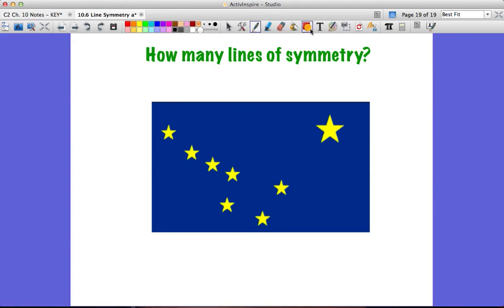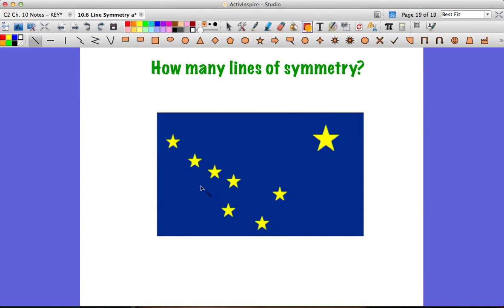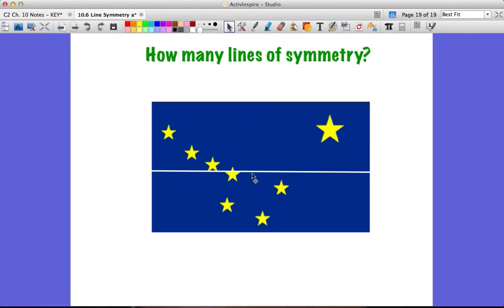The last thing I do want to look at is this right here. This is one of the state flags. We're going to see if it has any lines of symmetry. Now, as a shape, this does have line symmetry. However, if I split the flag right here, and I'm doing my best to split it in half, it does not have line symmetry this way because these 4 stars do not line up with another set of 4 stars over here. The pictures are what make this not have line symmetry.